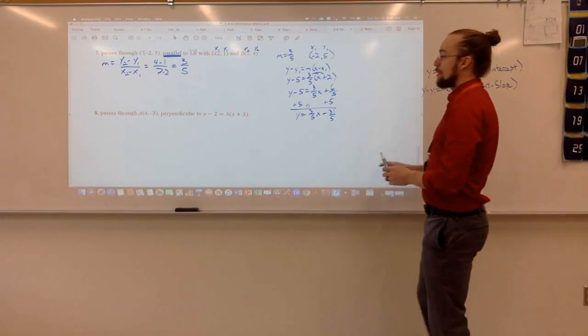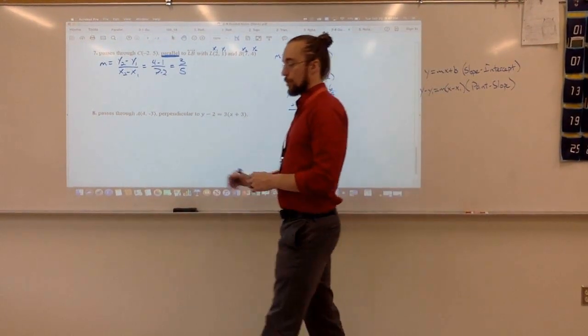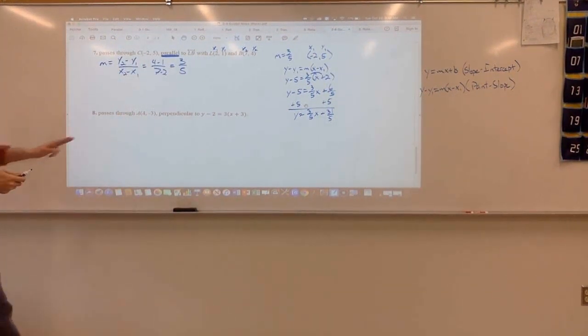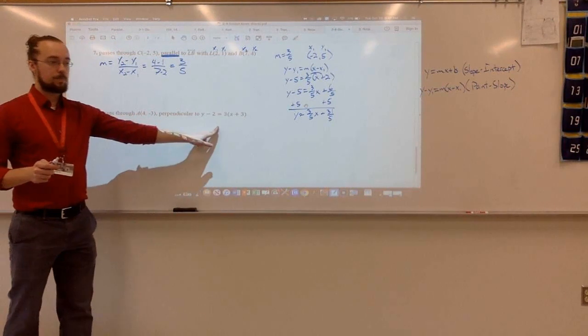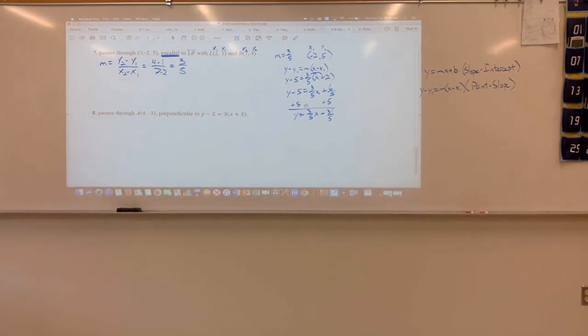Alright, let's take a minute or two and see if you guys can do the last one here. Okay? So we're given our points, but I want my new line to be perpendicular to this line right here. Okay, so let's take a minute or two and see if you guys can get this one.